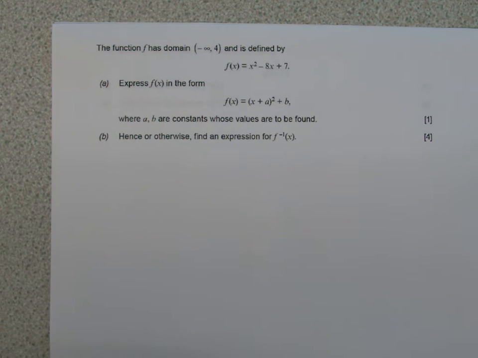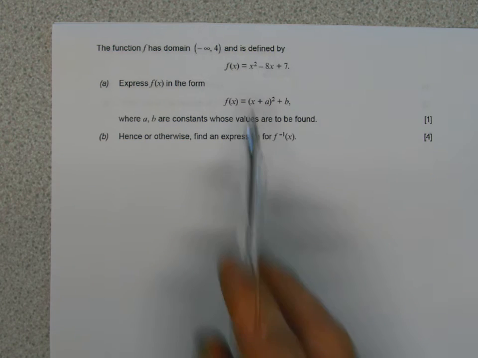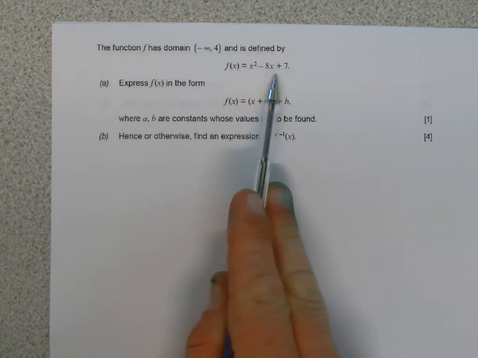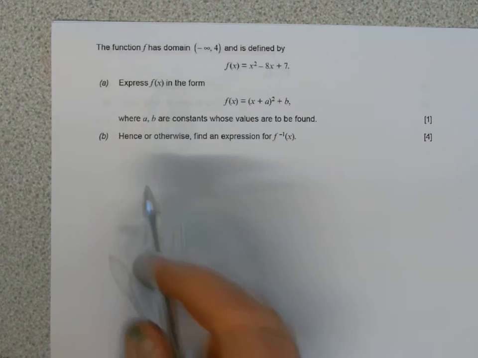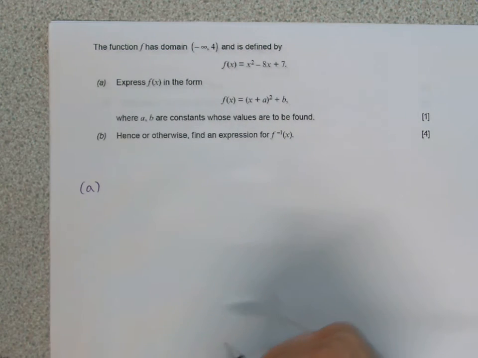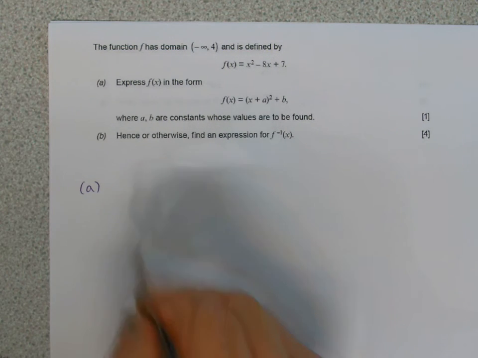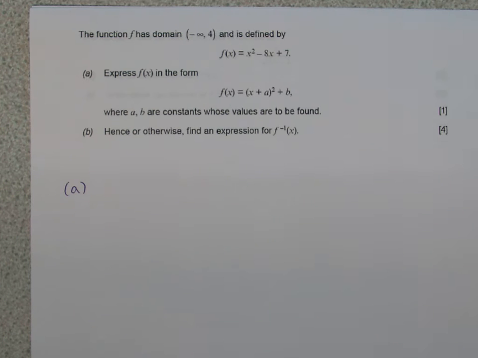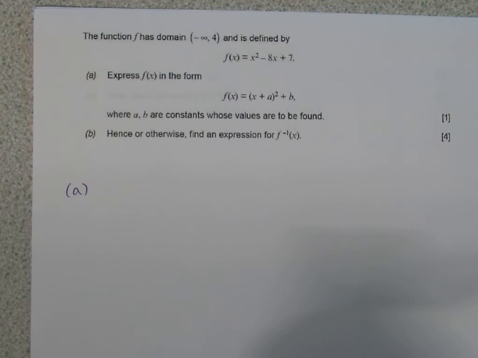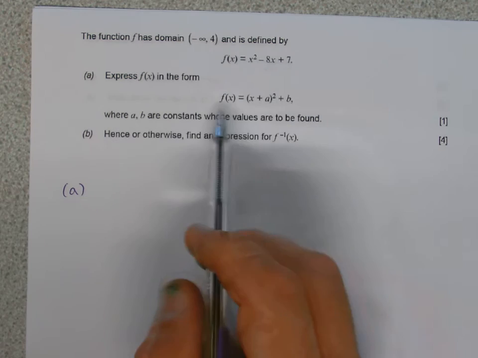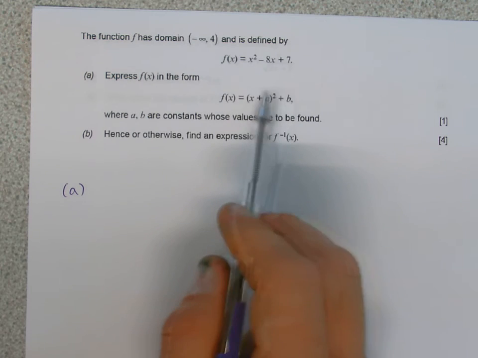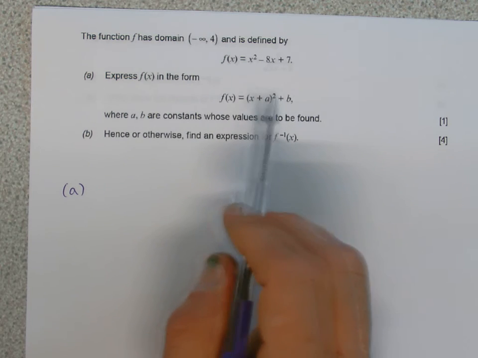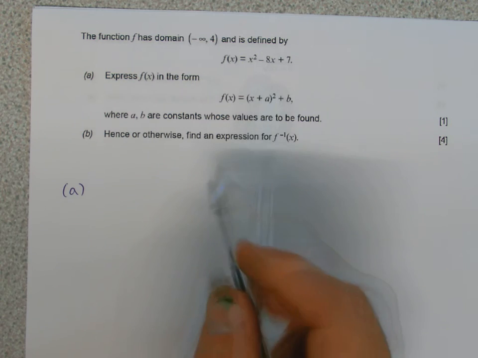Okay, so we've got this function here. f has domain minus infinity to 4 and is defined by f of x equals x squared minus 8x plus 7. And it says express f of x in this form here. If we look closely, this looks like completing the square format, doesn't it? Which you would have done earlier on, in a previous year.